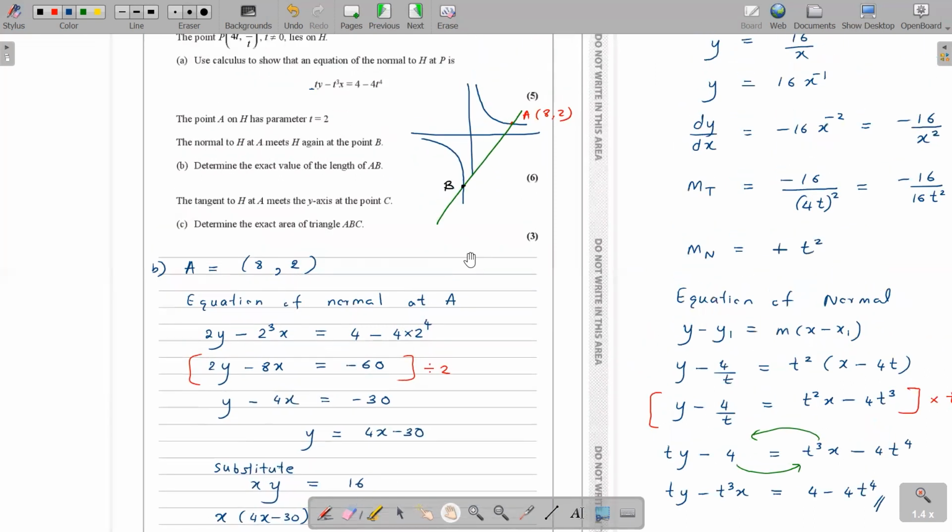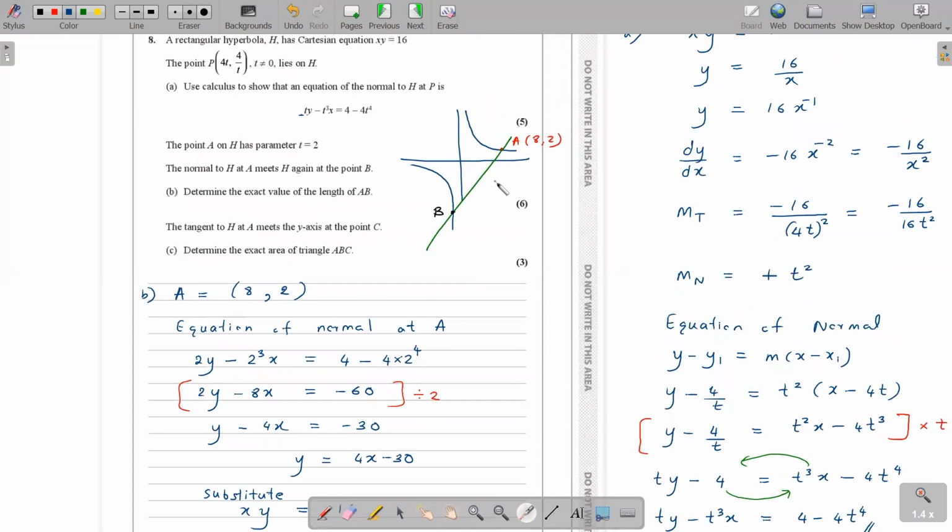Then they say the tangent to the hyperbola at A meets the y-axis at the point C. Determine the exact area of triangle ABC. Okay, what do they say again? The tangent to the hyperbola at A. Now actually we have the normal to the hyperbola at A, right? They wanted to find the tangent to the hyperbola at A that meets the y-axis at the point C. So the tangent to the hyperbola at A would be something like this, right? Can you see? It just touches the point A and goes. So this tangent meets the y-axis at C. You're supposed to get the area of triangle ABC. A, B, and C. Are you with me?